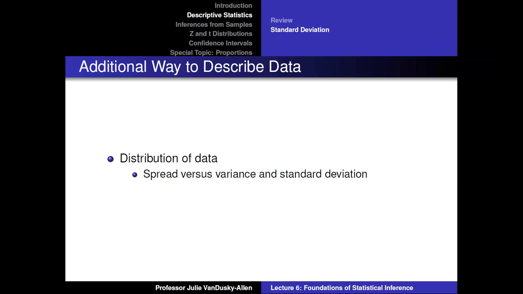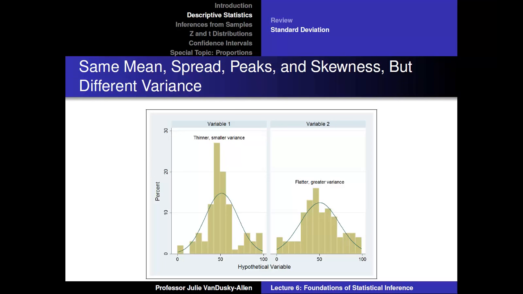Now I'm going to teach you an additional way to describe the distribution of a variable, the variance and standard deviation. Consider these two histograms of two different variables. Each variable has the same mean, 50, and each variable has the same spread, 100 minus 0, which is 100, and each graph has one peak. They're unimodal around 50, and each one has no skew.